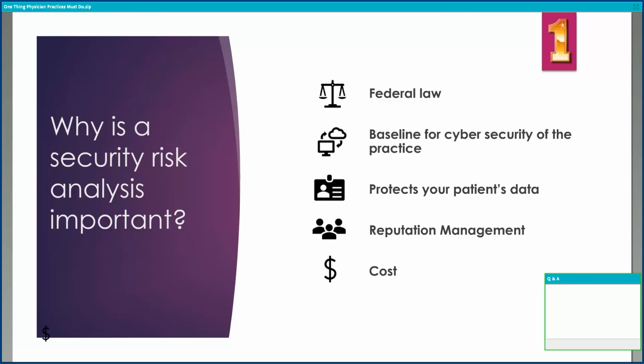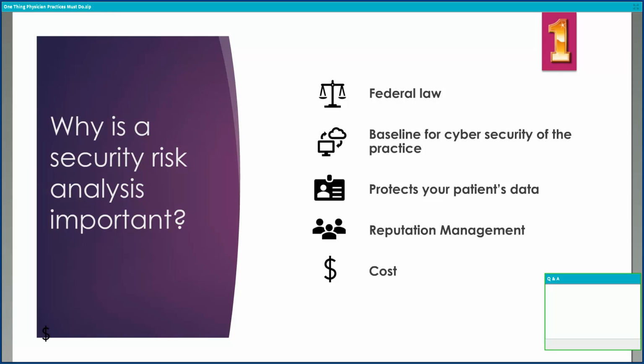So why is a security risk analysis important? Well, as we've already mentioned, it is a federal law. All providers are required to perform a risk analysis. Taking it one step beyond that, to comply with HIPAA, you must continue to review, correct, or modify and update your security protections that you identify in your risk assessment.